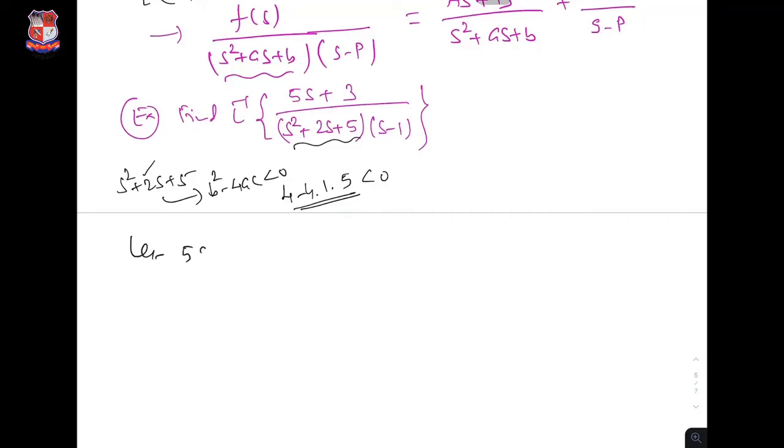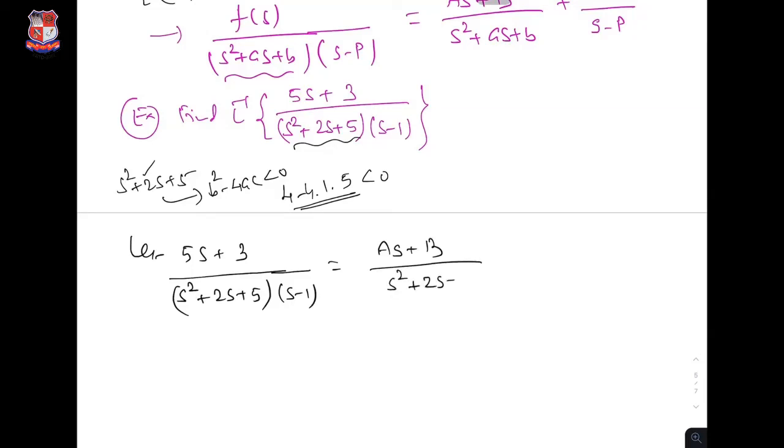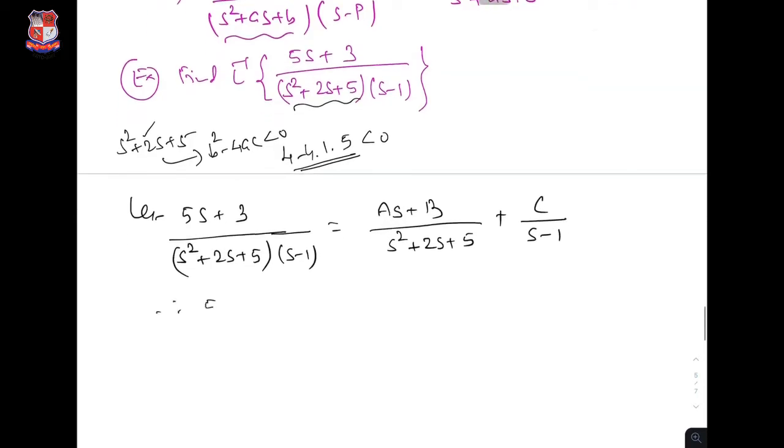So let (5s plus 3) over (s square plus 2s plus 5)(s minus 1) equal to (as plus b) over (s square plus 2s plus 5) plus c over (s minus 1), and therefore 5s plus 3 equal to (as plus b)(s minus 1) plus c(s square plus 2s plus 5).